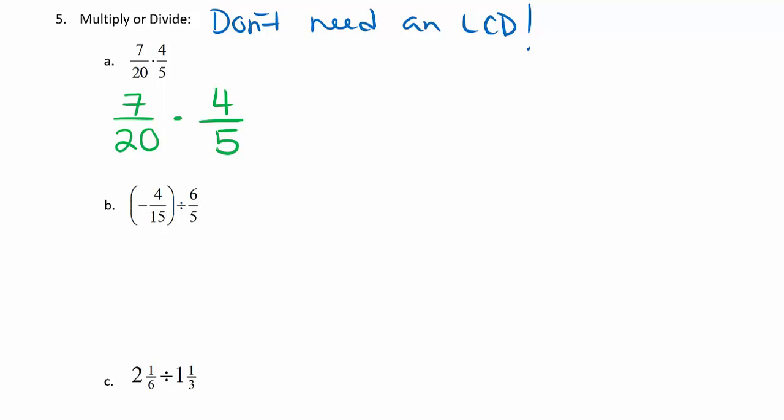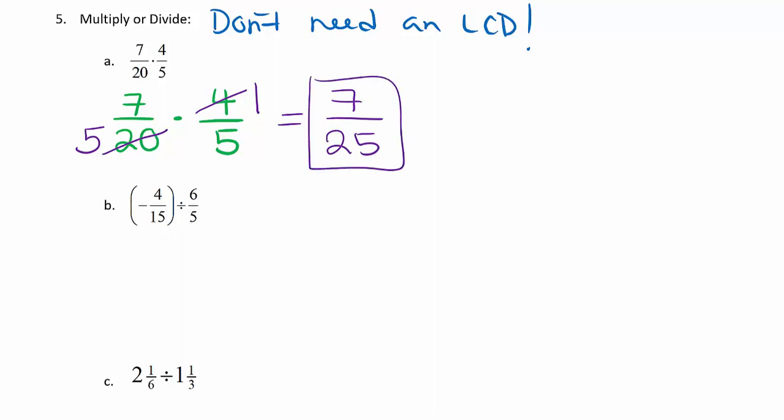So what I mean by that is we look for a common factor that we can divide out of both the top and the bottom. And so I noticed that 4 and 20 are both divisible by 4. 4 divided by 4 is 1, and 20 divided by 4 is 5. And then to do the multiplication, I just go straight across. 7 times 1 is 7, and 5 times 5 is 25. And that's my answer.